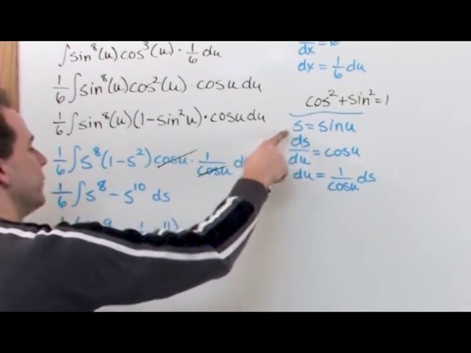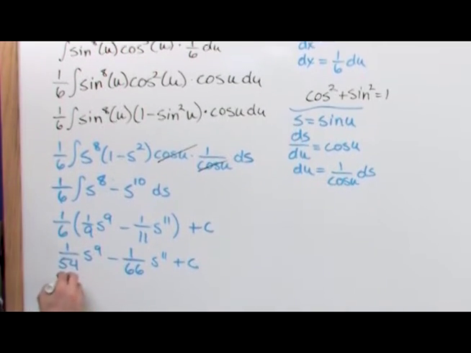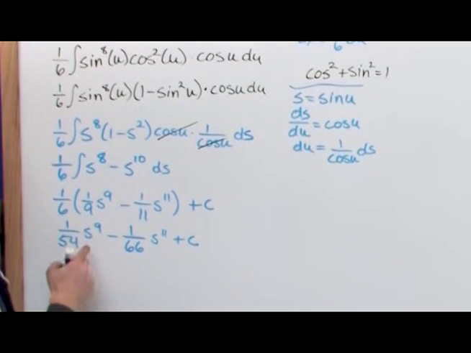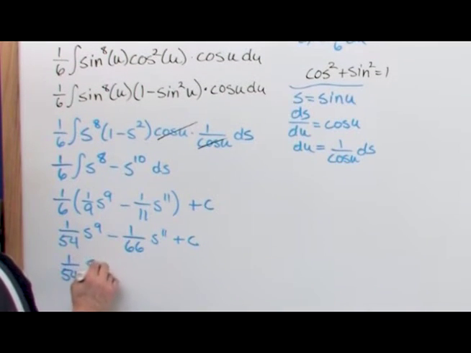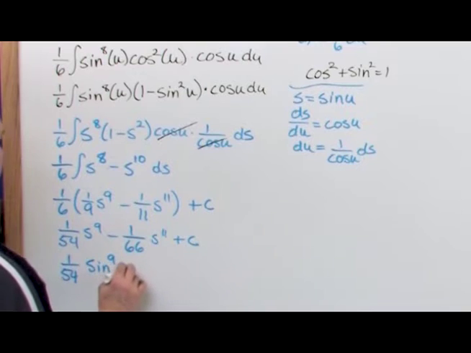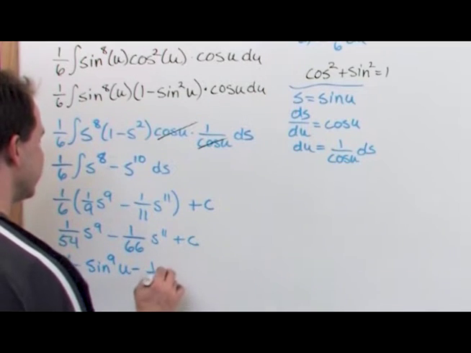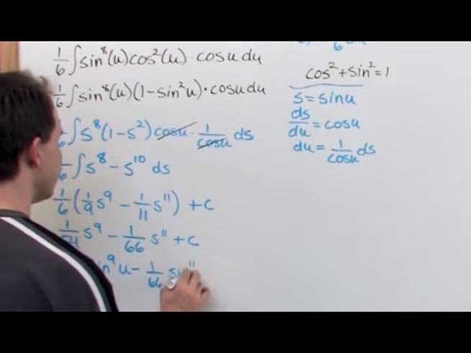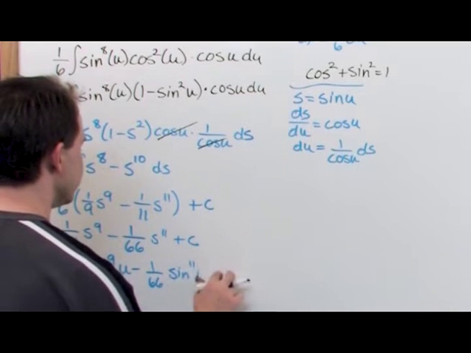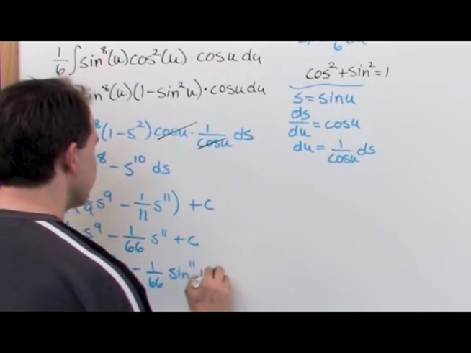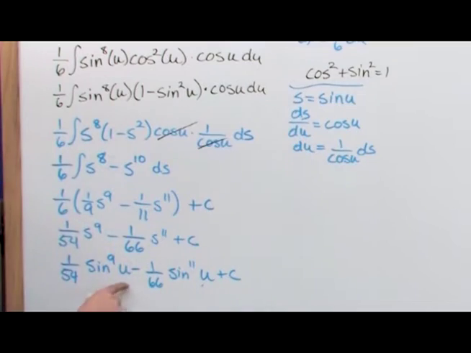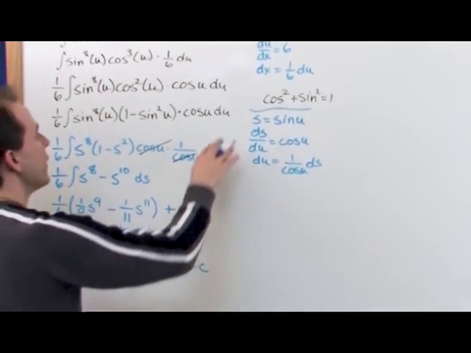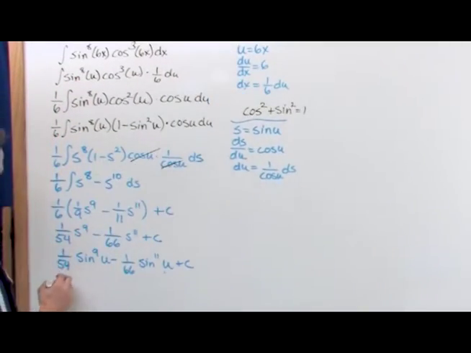Now we just substitute back in what we know s is, which is 1 over 54. s is sine to the 9th power of u, minus 1 over 66 sine to the 11th power of u, plus a constant. Now we still have our function in terms of u. We go all the way back up to the beginning and we found that u was equal to 6x.